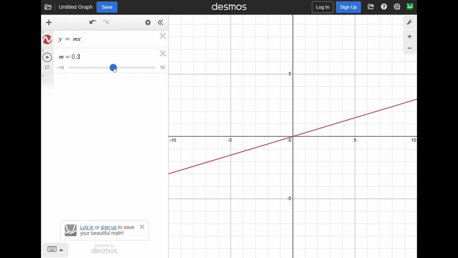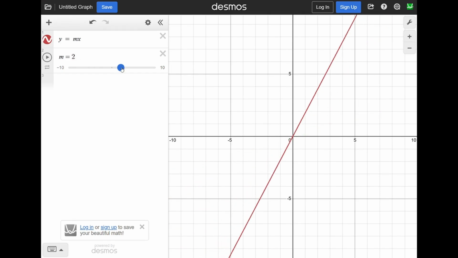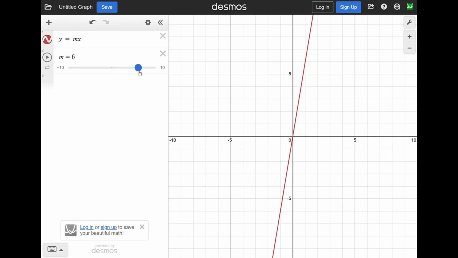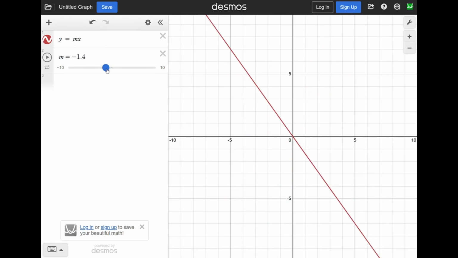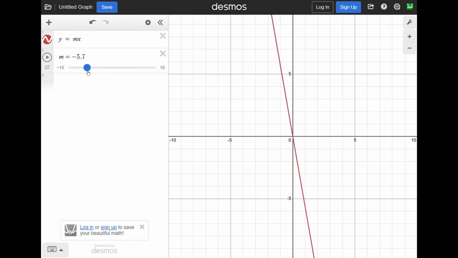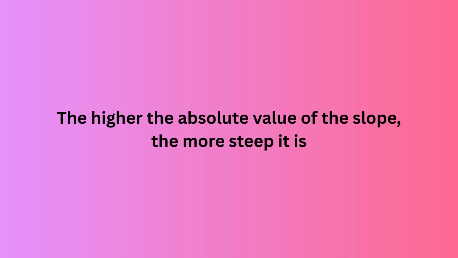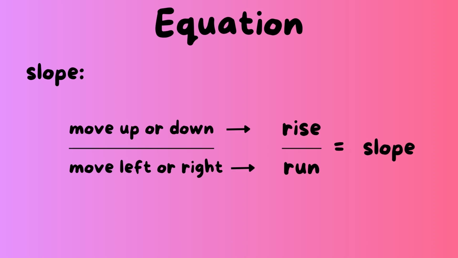As you change the value of m on the graph, watch what happens to the line. When m gets larger, the line rises more for the same horizontal movement, so the line becomes steeper. When m gets smaller, the line becomes less steep. This is why the slope tells us exactly how steep a line is.